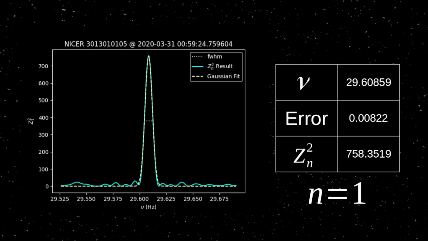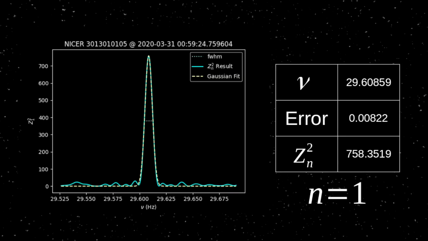And so this is the result that I showed you from before. I just have this table added on the side. You can see we get a nice measurement right here at 29.60859 hertz. The error bars, again, are full width half max at about 8 microhertz. And we get that Z1 squared value of 758 and some change. It's a nice, very, very clear, coherent result, as you can see.